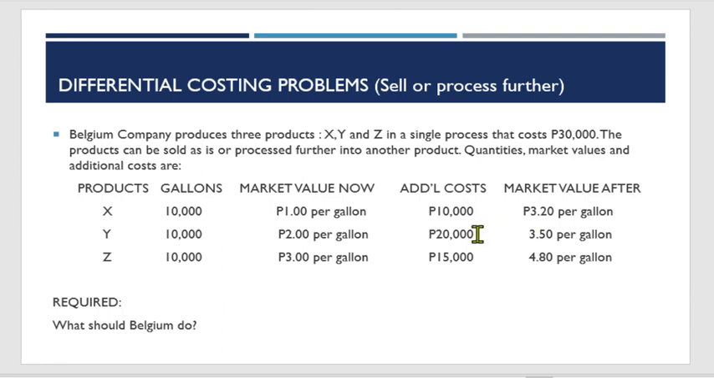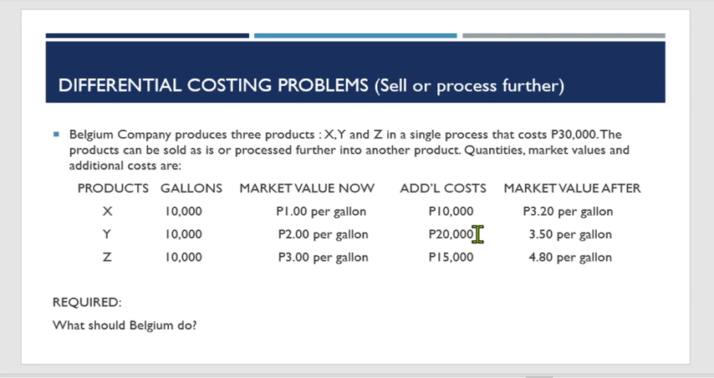Pero ang additional cost mo ay 20,000. So, anong gagawin mo? I-process further mo o ibenta mo na ngayon? The answer is, ibenta mo na lang ngayon kasi mas malaki yung additional cost mo dyan. 20,000 ang cost, 15,000 lang ang kikitain mo. So, for Y, you sell at split-off point.